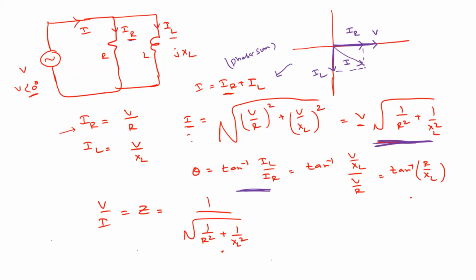Its phase angle is tan inverse R by XL, and the impedance magnitude is 1 by the square root of 1 by R squared plus 1 by XL squared. That is its magnitude. Is it clear? And this is the angle, which is theta.